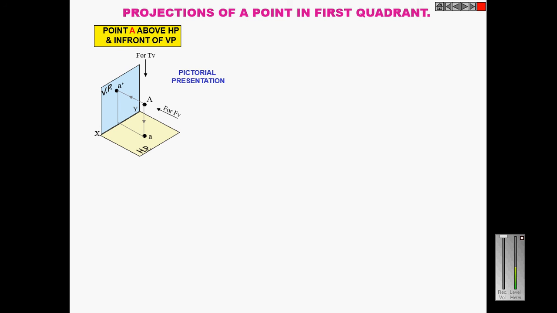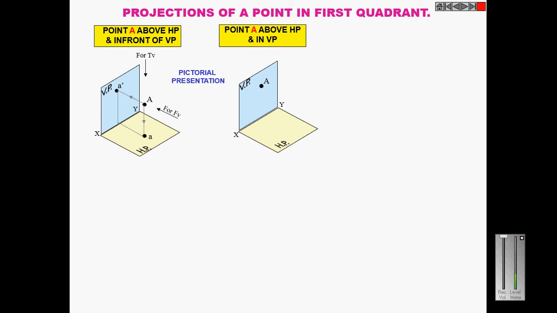This is the pictorial representation of a point A which is in the first quadrant. The second one is, point A is above HP, but that point is in VP, the vertical plane. If a point is in VP, the top view will be on the reference line. You can see the top view A will be on the reference line. And what about the front view? The front view A dash and capital A will be the same point.